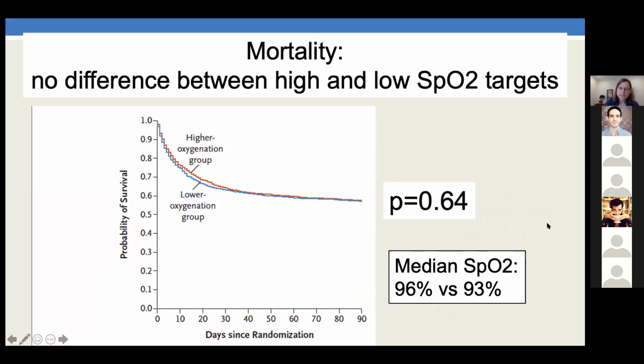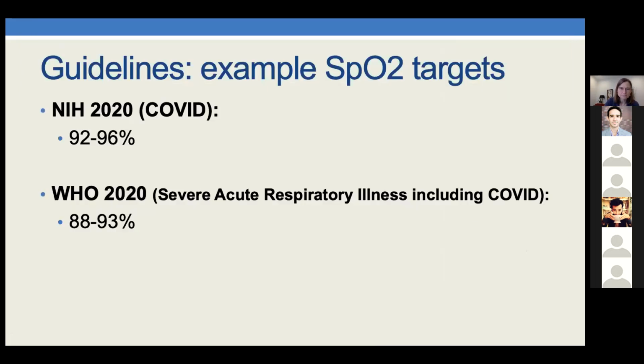Just to give you an idea, the saturation targets between the two groups had a median of 96% saturation in the higher group and a median of 93% in the lower group. So not very different, but certainly a separation in how much saturation each group had, but no difference in mortality.